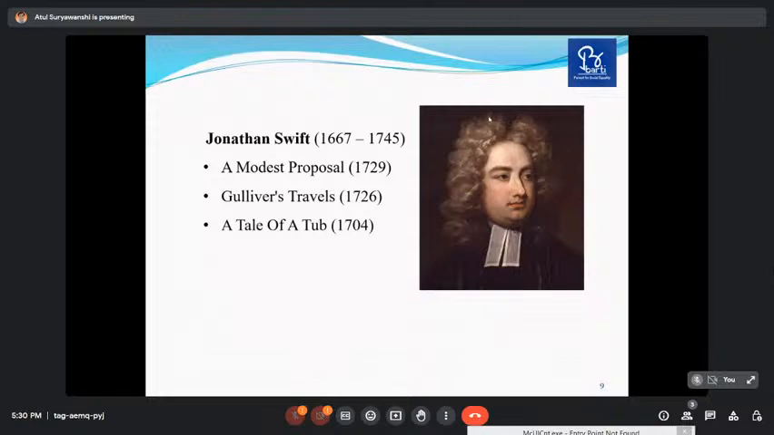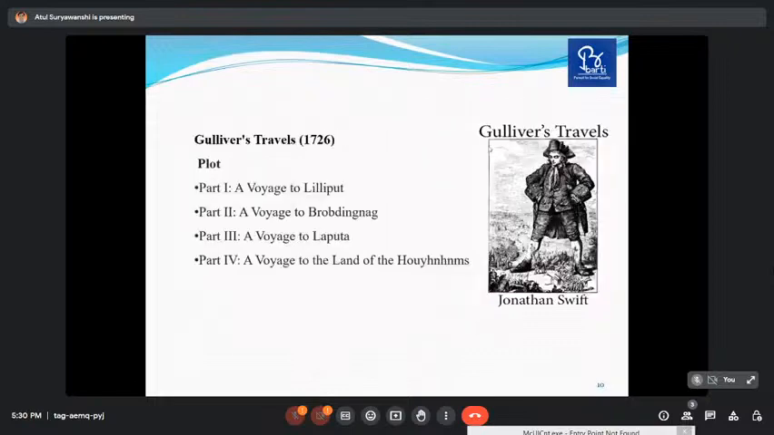So it is a very beautiful literary piece and has been asked many times in NET and SET examinations. I request you to go through this literary work of Jonathan Swift, Gulliver's Travels, published in 1726, as a prominent work in literature. Gulliver's Travels, as I told you, was published in 1726. The plot of this story is divided into 4 different sections.